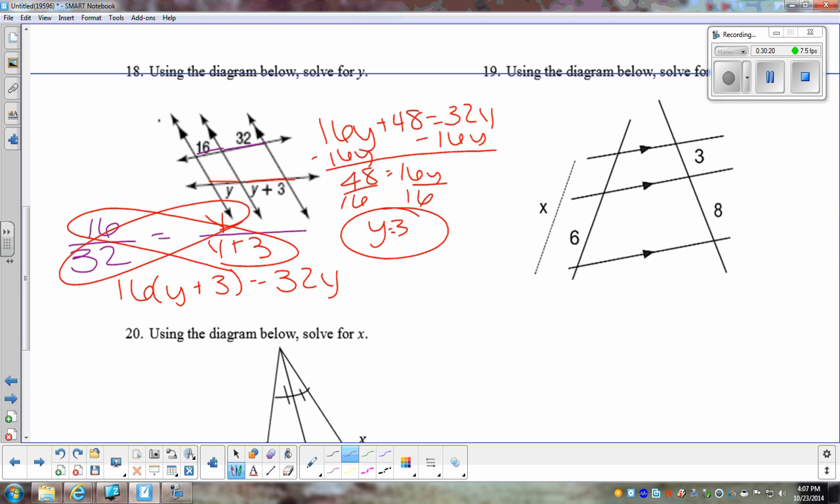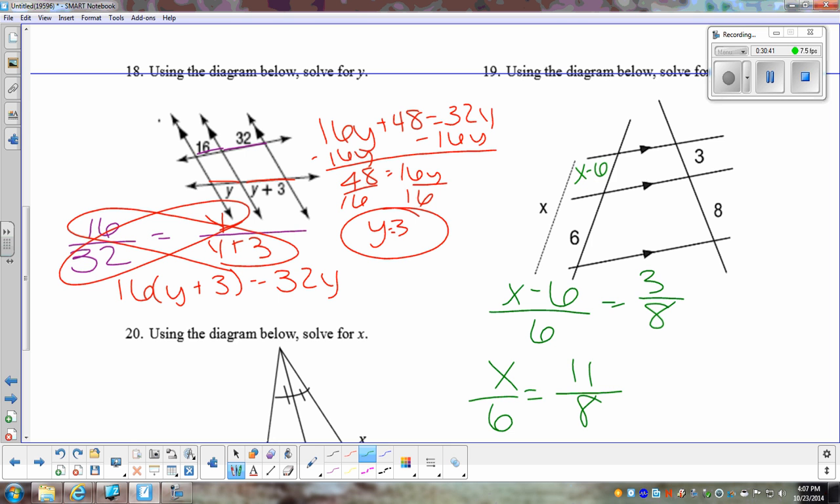All right, so with 19, I have two options again. I know that this piece here will be x minus 6 if the whole thing is x, and this piece is 6, and this is x minus 6, so I could do x minus 6 over 6 equals 3 over 8. Or easier, I could do x over 6 equals 11 over 8. Cross multiply, I get 8x equals 66. Divide by 8, I get x equals 8.25.